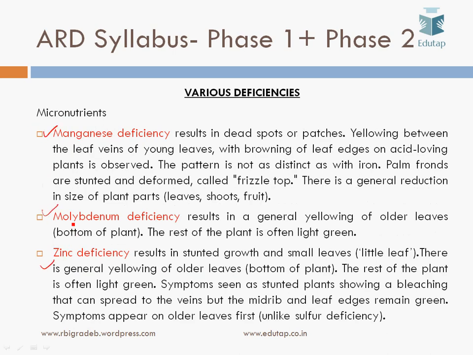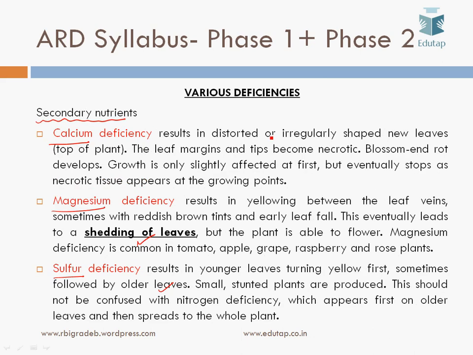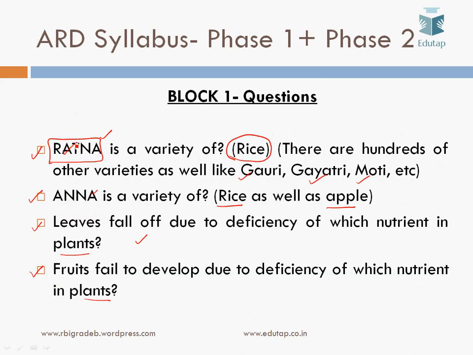So there are different nutrients which can be classified into primary, secondary and micro. The deficiency of the primary nutrients results in certain things, the deficiency of secondary nutrients results in certain things, and the deficiency of micronutrients results in certain things. Right, so see these questions, Ratna, variety, Anna, and all these 4 questions are based on core agriculture.